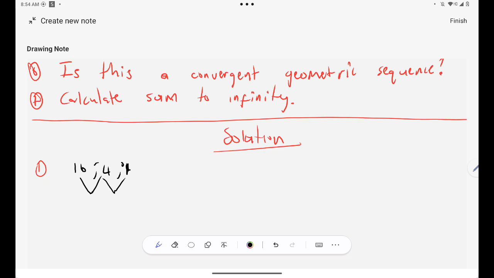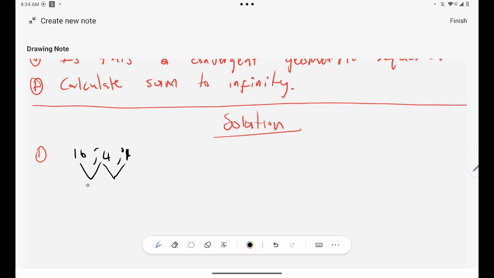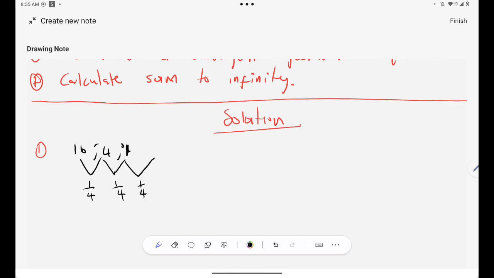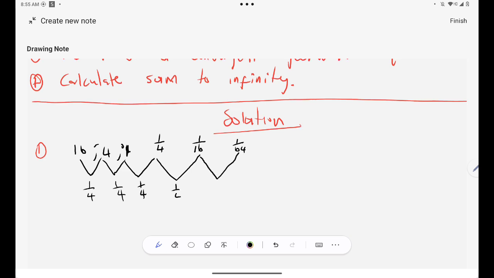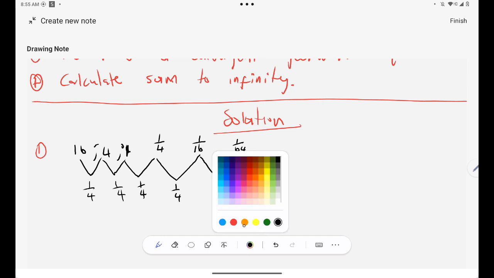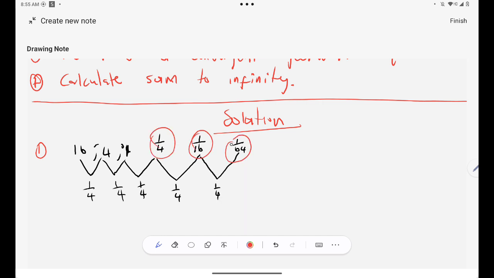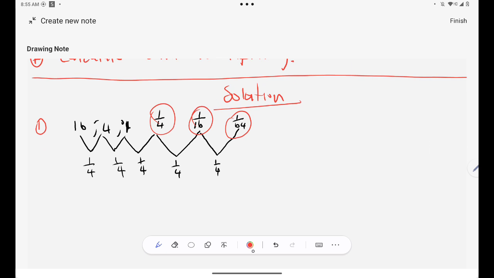So my common ratio, 4 divided by 16, I know it will give me 1 over 4. So for me to find the next term, I must just multiply the previous term by 1 over 4. 1 multiplied by 1 over 4 is 1 over 4, then 1 over 16, and then 1 over 64. So these are the next 3 terms. Just multiply them by the ratio.